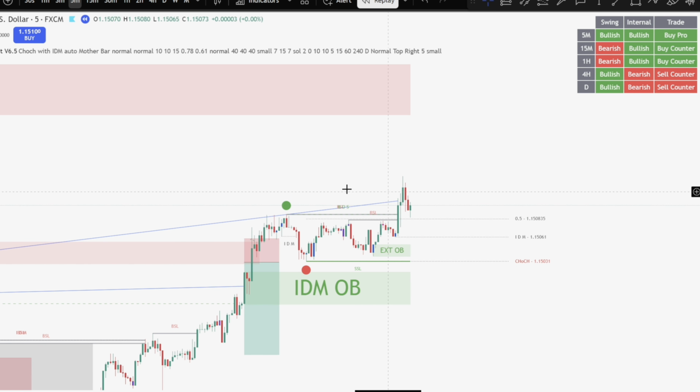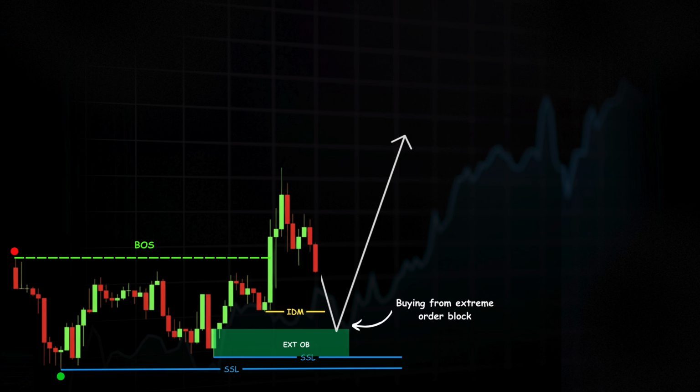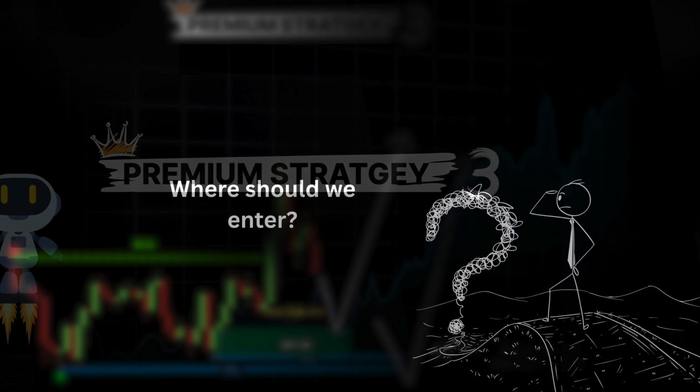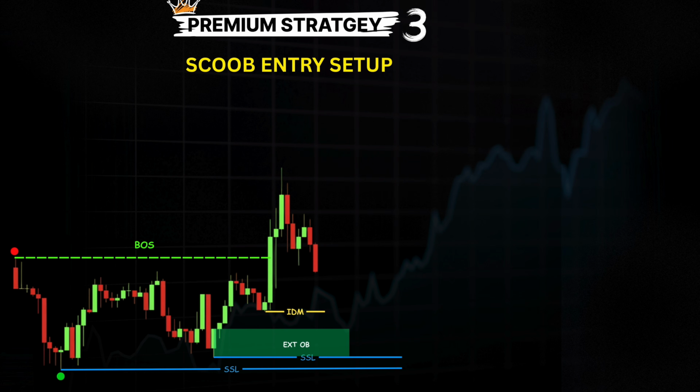Here, the market is bullish after a break of structure, and we have 2 points of interest for buying. First, the extreme order block, and second, the sell-side liquidity sweep. Now the question is, where should we enter? So let's understand Premium Strategy 3, which is the SCOOB entry setup. This setup helps us identify where to buy.